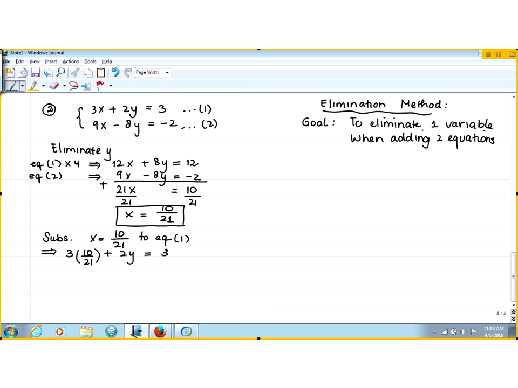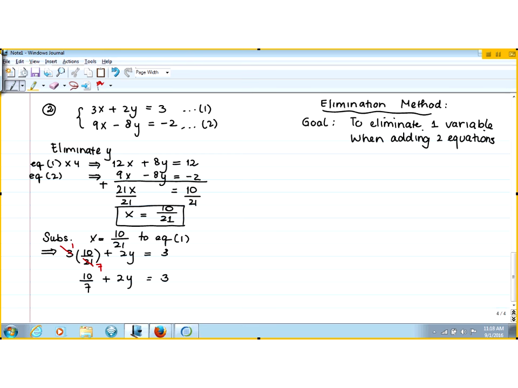All right. So let's continue. What are we doing now? Can we do something here? Can we cancel common terms? Yes. So this is 7. This is 1. So this is 10 over 7 plus 2y is equal to 3.